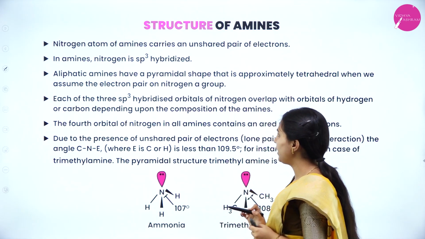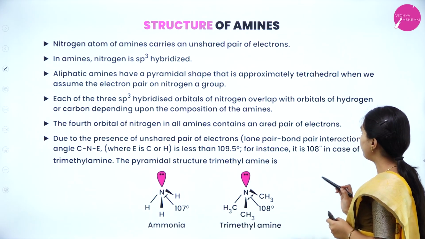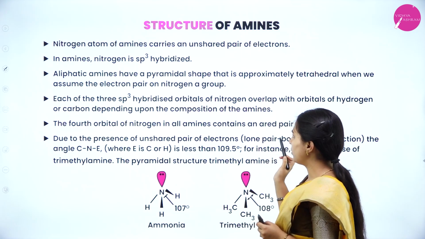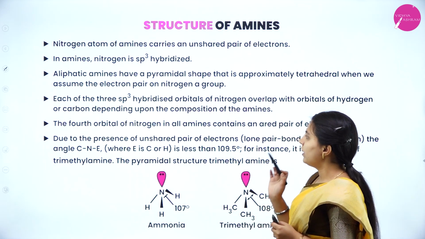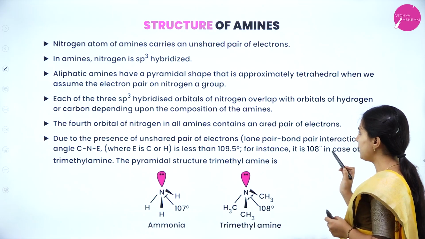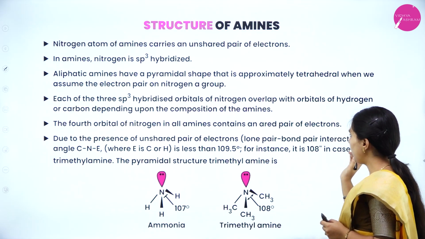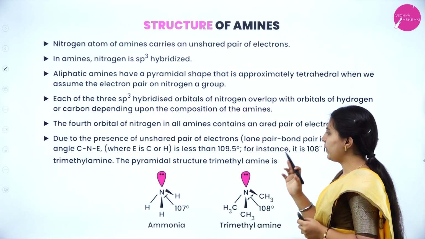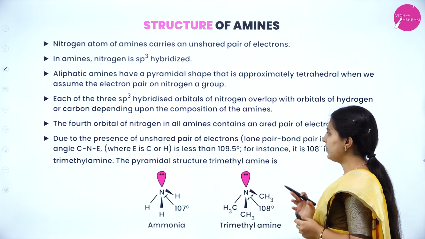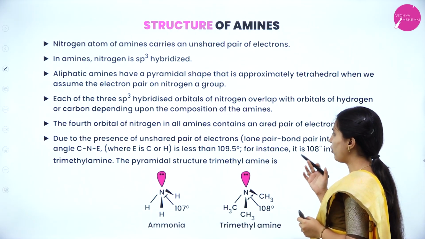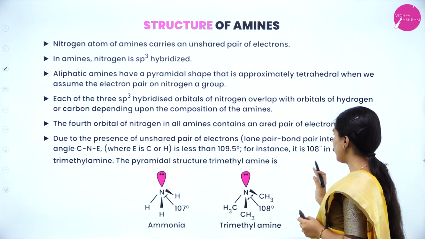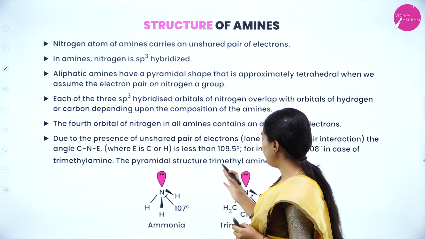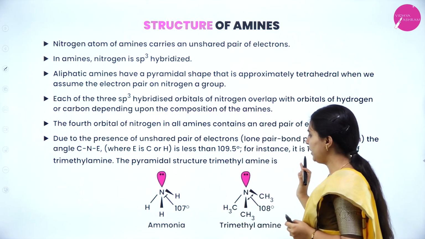Each of the three sp3 hybridized orbitals of nitrogen overlaps with orbitals of hydrogen or carbon depending upon the composition of amines. The fourth orbital of nitrogen in all the amines contains an unshared pair of electrons. Due to the presence of the unshared pair of electrons, the angle between C-N-E, where E is C or H, is less than 109.5 degrees. For instance, it is 108 degrees in case of trimethylamine. The pyramidal structure of trimethylamine.